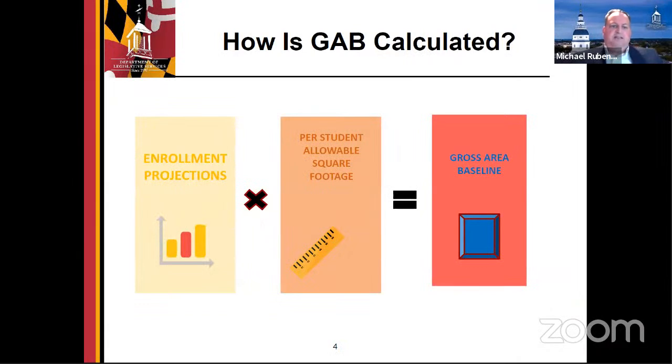So how is it calculated? It begins with enrollment projections. And these really come from the LEAs. The state has no mechanism to develop enrollment projections for individual schools. So when a LEA submits a project to the IAC, it comes with an enrollment projection for that school, which only the LEA can produce. And then, once you get that enrollment projection, it's multiplied by those per student allowable square foot amounts that the IAC approved. And that results in the gross area baseline, which is the total square footage that the state will participate in. So we're going to break these down and talk about each component separately in the next slide.